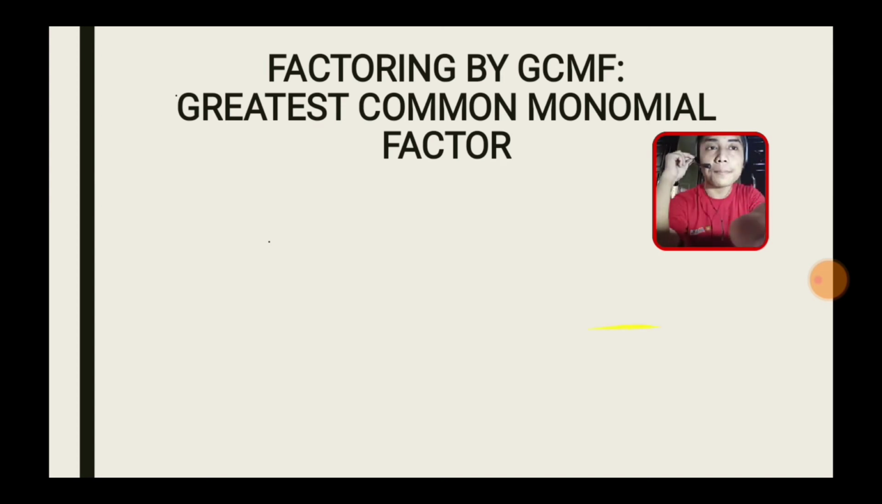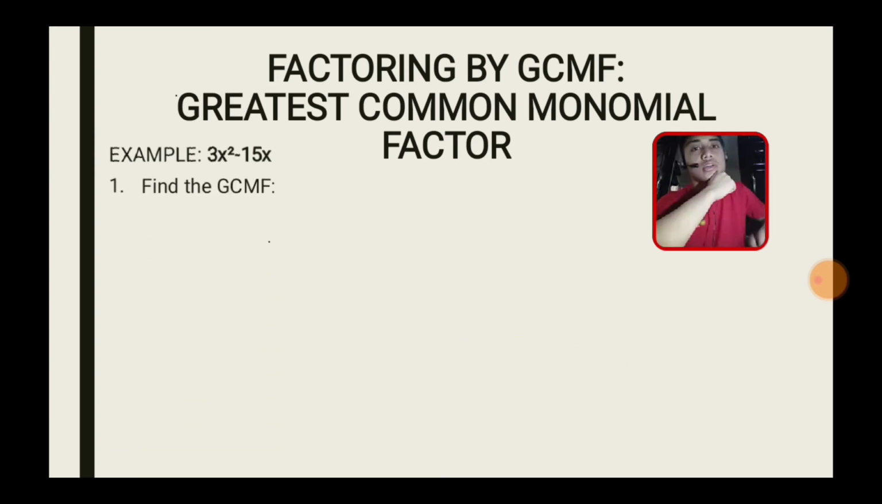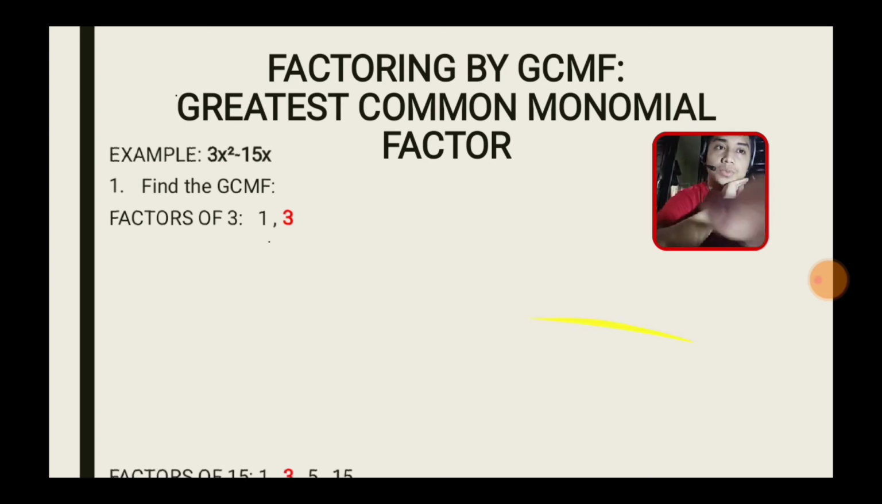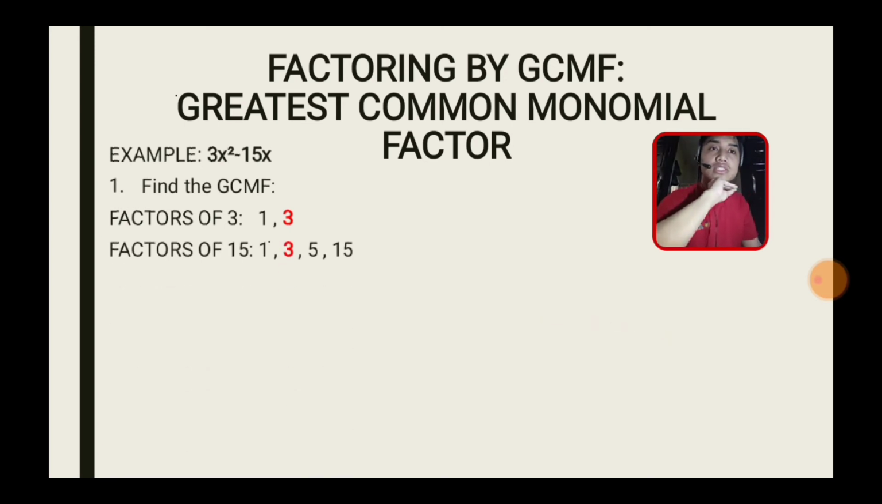So, una, we have 3x squared minus 15x. So, find the GCMF first. So, let us proceed with factors of 3. So, we have 1 times 3 and 3 times 1. So, meron 1 and 3. So, sumunod. Factors of 15. So, we have 1 times 15, 3 times 5, 5 times 3, 15 times 1. So, we have 1, 3, 5, and 15.